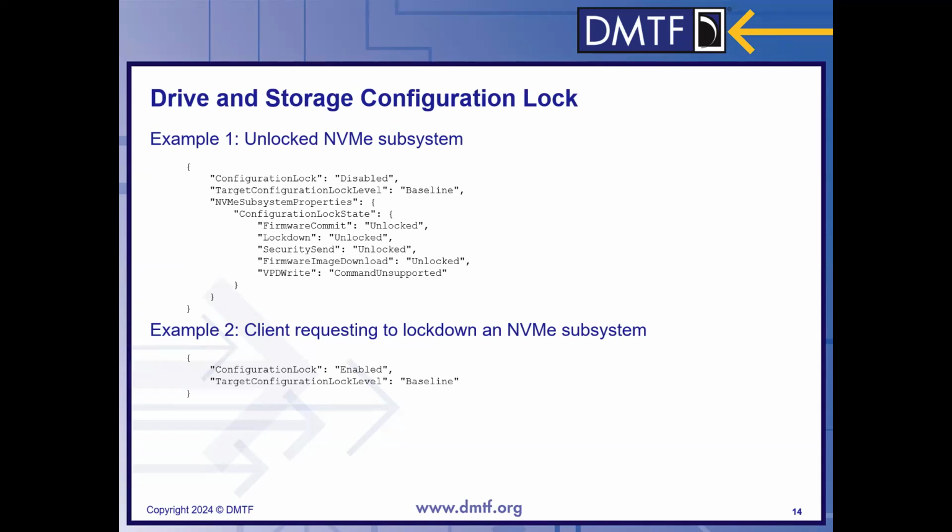So in this first example, this is a sample response from a service that shows an unlocked NVMe subsystem. So a user did a get on a storage resource. Configuration lock is set to disabled. The target configuration lock level is set to baseline, just as a default configuration, perhaps. And we see from the NVMe subsystem properties, there are 5 commands shown here as part of the lockdown capabilities.